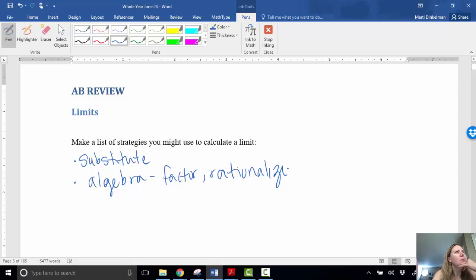Let's see, what else could we do? I think those are the big ones I'm thinking about. So factor, rationalize, cancel, do that kind of thing. A lot of people want to use L'Hopital's rule, which is great. Remember, we don't learn that right from the beginning just because we don't know the derivative. I'm going to use the, I guess it's technically the true spelling is Hospital.